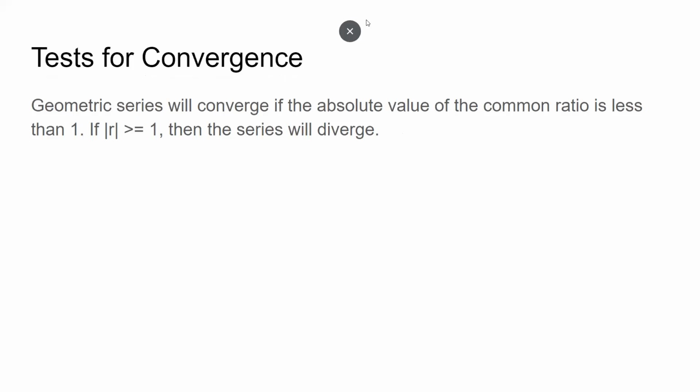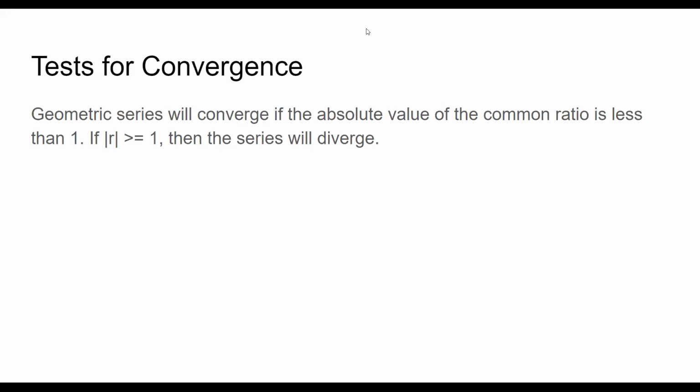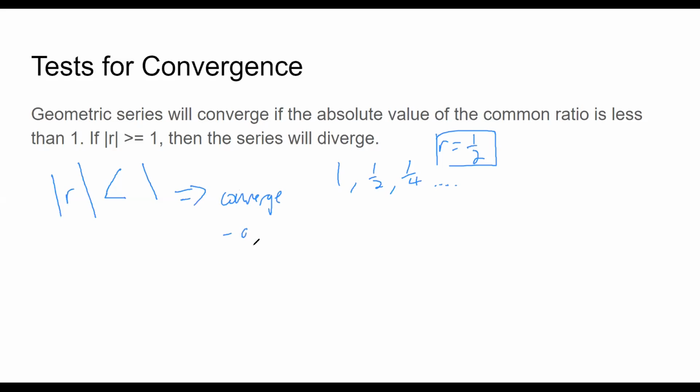So when the sum doesn't approach an infinity, we say that it converges. The key to knowing if a geometric series converges is seeing if the absolute value of the ratio is less than 1. Like what we had before, 1/2, 1/4, this ratio was 1/2, and 1/2 is less than 1. So if it's less than 1, then the series will converge, which basically just means it approaches a finite value.